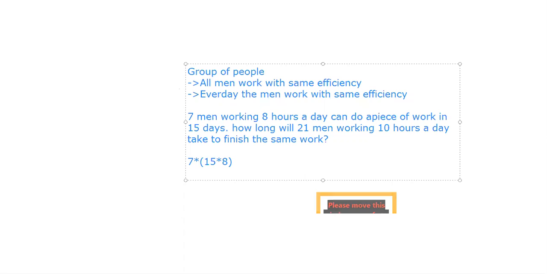Now this is of the form efficiency into time. So efficiency into time gives me the total work done. Correct. So that must be equal to 21 into this time taken. This efficiency into time taken should also give me the same total work done. So I can equate these two.